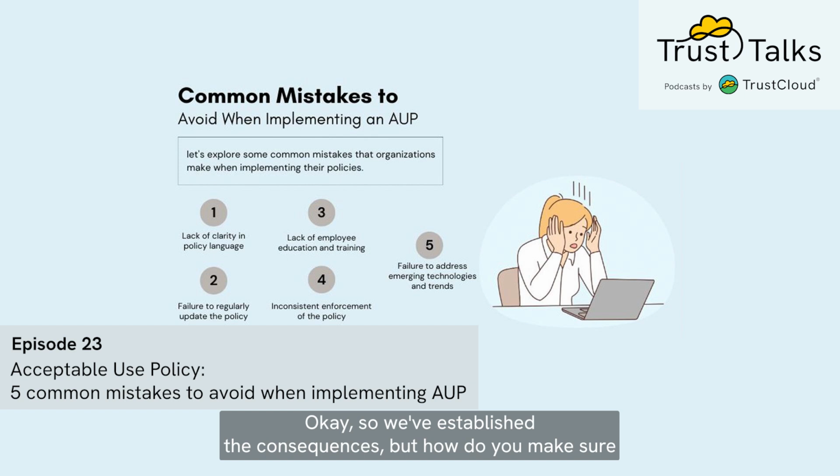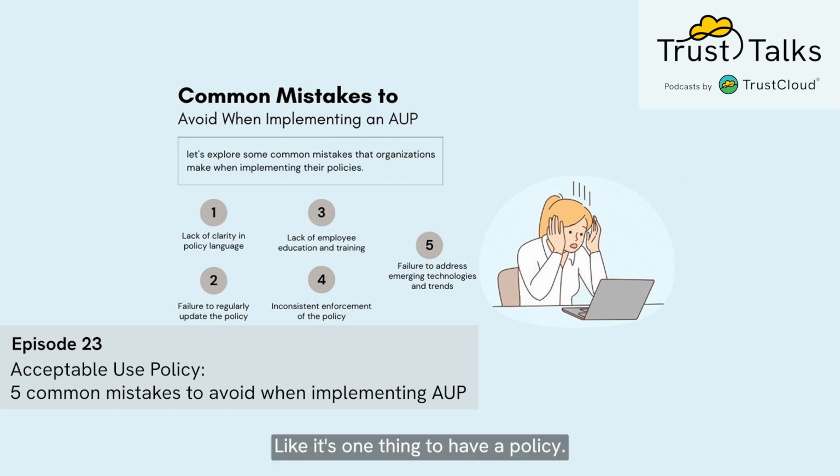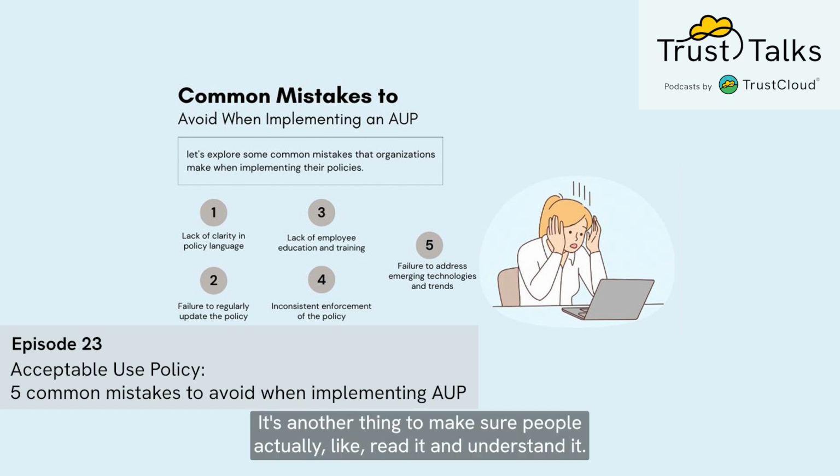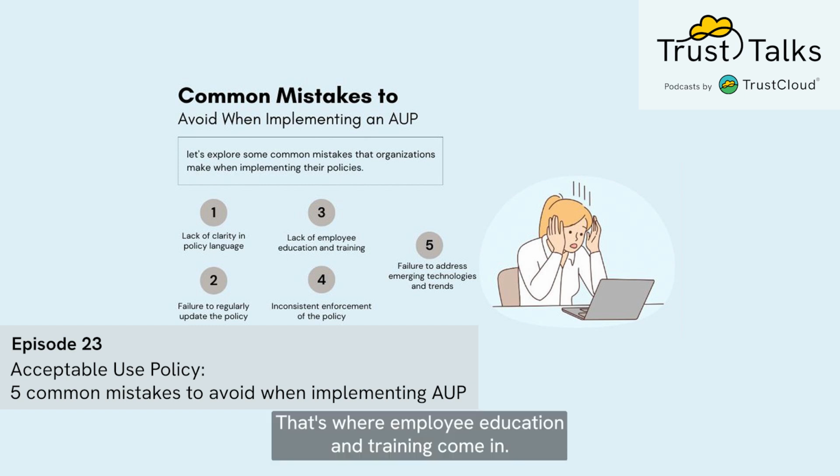Okay, so we've established the consequences, but how do you make sure that employees actually understand and follow the AUP in the first place? Like, it's one thing to have a policy, it's another thing to make sure people actually read it and understand it. That's where employee education and training come in. You can't just hand someone a copy of the AUP and expect them to magically become a cybersecurity expert. Right. So how do you make that training more engaging, more effective?